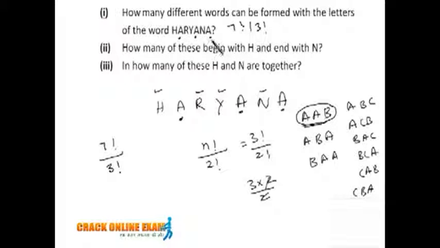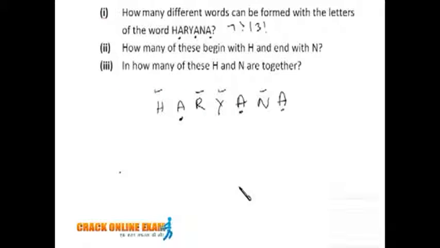Now let's take the second case. In this case, how many of these begin with H and end with N, right? Now, I have 7 places: 1, 2, 3, 4, 5, 6, 7. For the first place, H is fixed. For the last place, N is fixed, right? So here we have just one choice. Here we have just one choice.